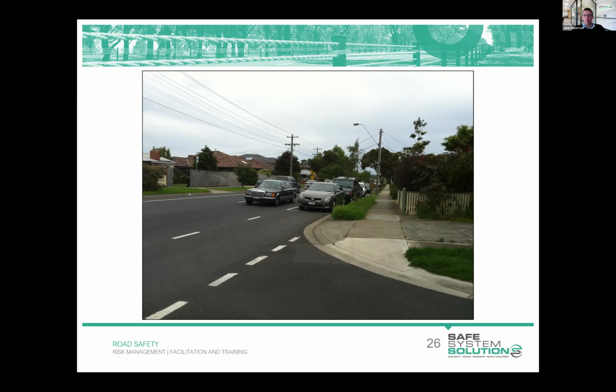Yeah, sure. And I like the speed reduction. Look, I don't know how feasible that would be in this particular location, but I like that one because it does address severity of the crash. I like all those suggestions.